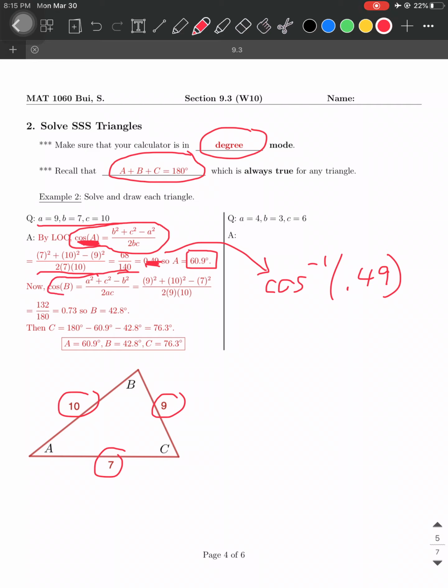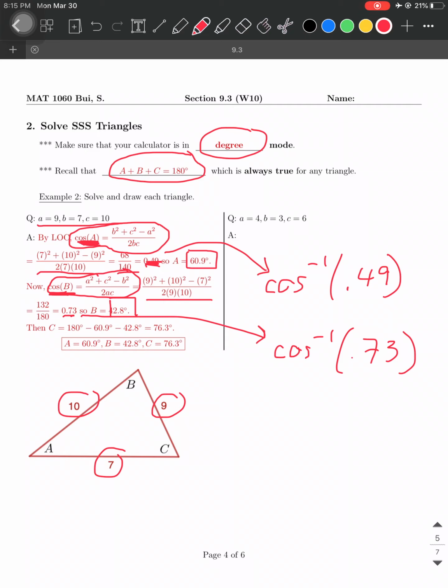So I copied the formula right here. After that, I plug in the numbers, I get a value, and again, I don't stop in here, I don't call it the answer because this value in here is only the cosine value of angle B, right? So let me bring it outside in here. After this point, you have to do cosine inverse of 0.73, and whatever the calculator gives you, which is like 42.8 degrees, that would be the answer for angle B.